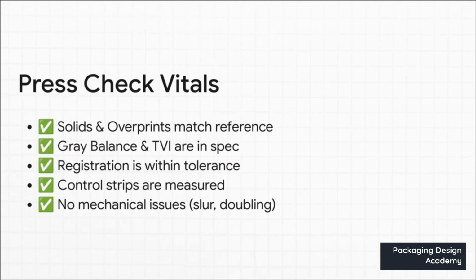Think of it like a checklist of vital signs for the print job. They're measuring the solid ink colors, how those colors look when printed on top of each other. They're checking the gray balance to make sure there's no weird color cast. They check for dot gain, also called TVI, and make sure the registration is perfect. And they do all this by measuring a little bar of colors, a control strip that's printed on the sheet. And of course, they're looking for any physical printing defects. It's a complete physical for the print job.